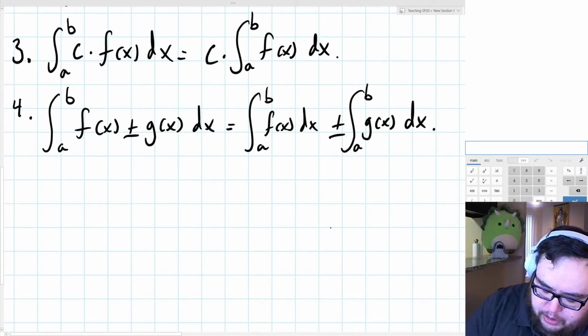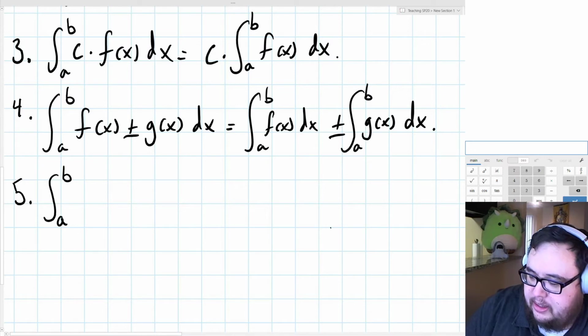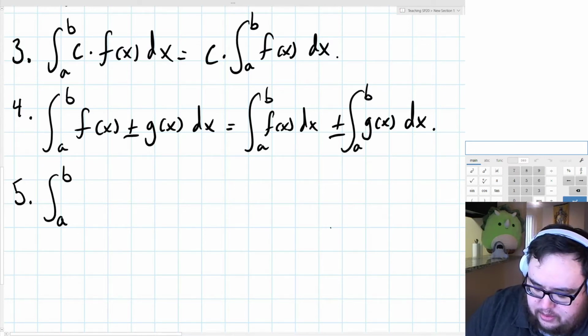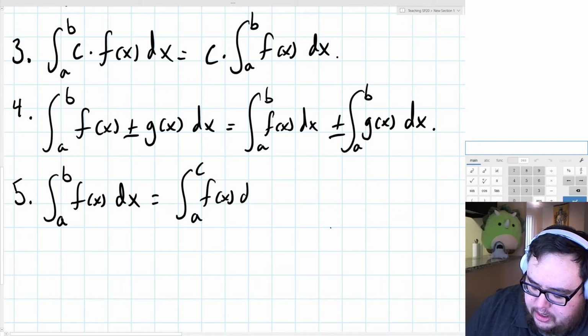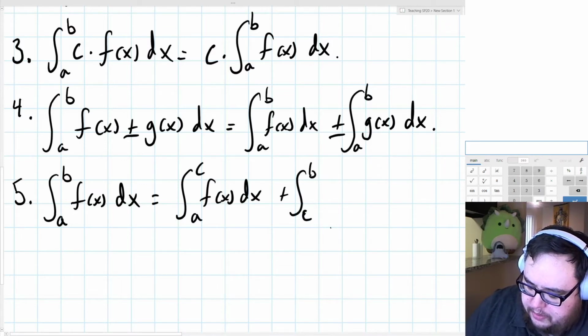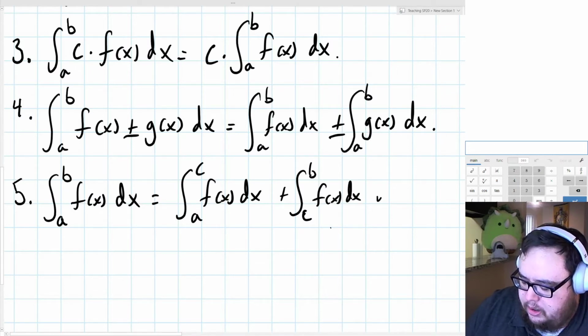Another, more geometric property: we have the integral from a to b of f of x dx. That's equal to the integral from a to c of f of x dx plus the integral from c to b of f of x dx, where c is any real number.